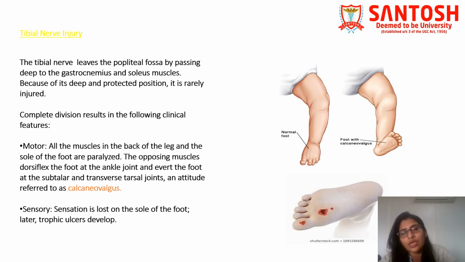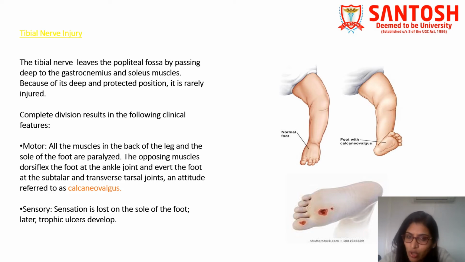Now, coming to the applied part of the tibial nerve injury. If the tibial nerve gets injured, we have read that it leaves the popliteal fossa by passing deep to the gastrocnemius and the soleus muscles. Because of its deep and protected position, fortunately it is rarely injured. If there is a complete division, it will result in the following clinical features.